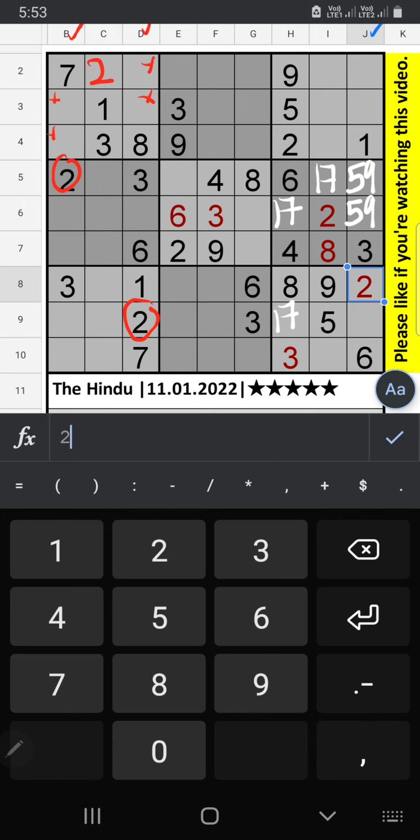Column J we have 3. So 3 can't come in these cells. Third row and fourth row also we have 3. So 3 can't come in these cells. Then 3 is confirmed here.